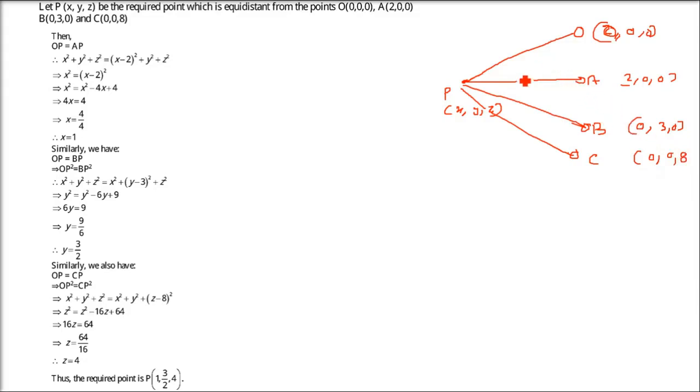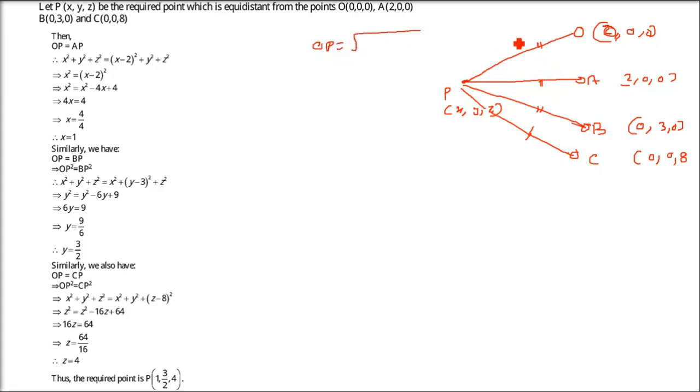0, 0, 8. 8 is there. So just take the distance. All these distances are same. So OP is 0, 0, 0. That is X minus 0 whole square, Y minus 0 whole square, Z minus 0 whole square. Then add, take the under root.